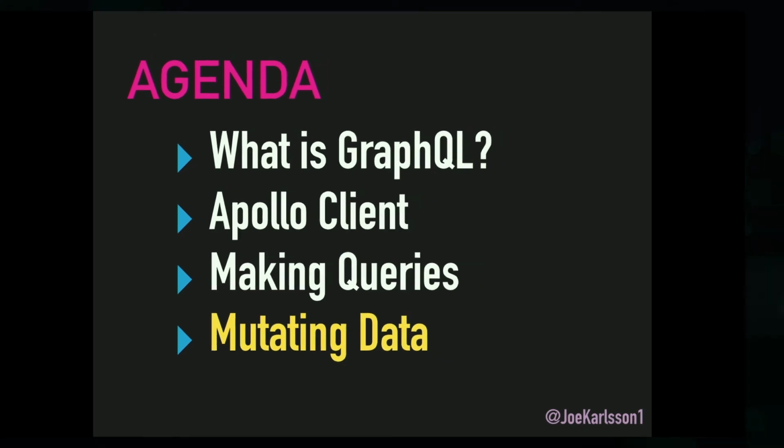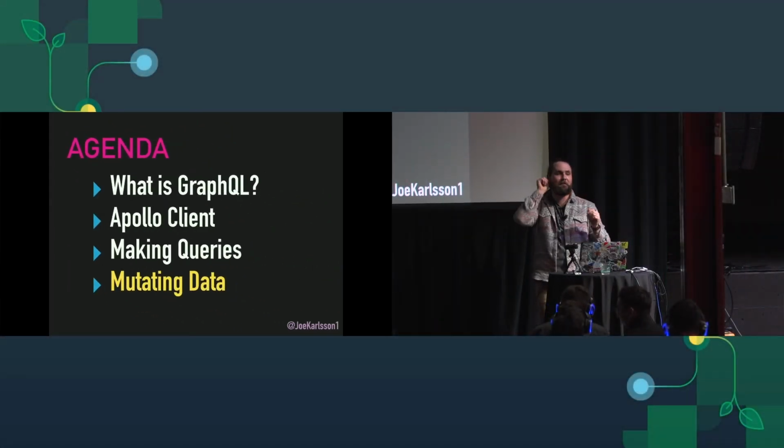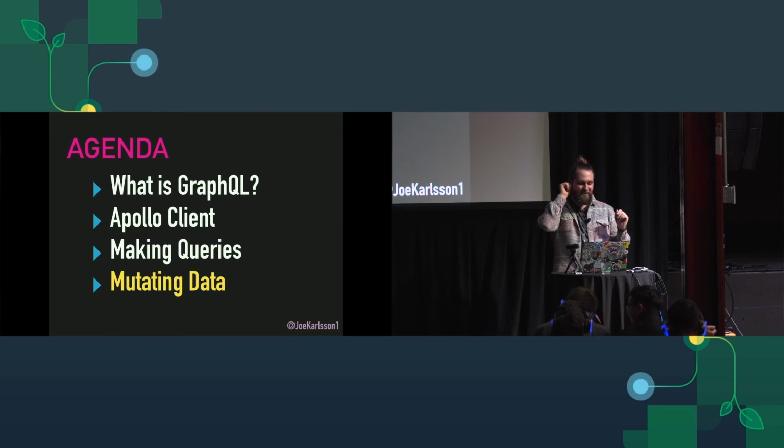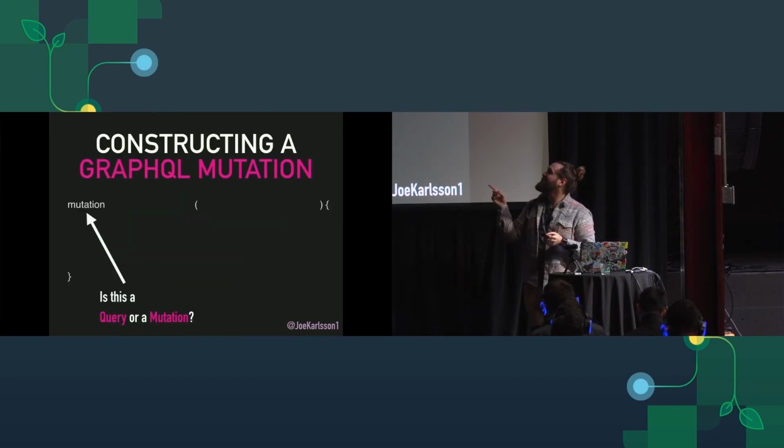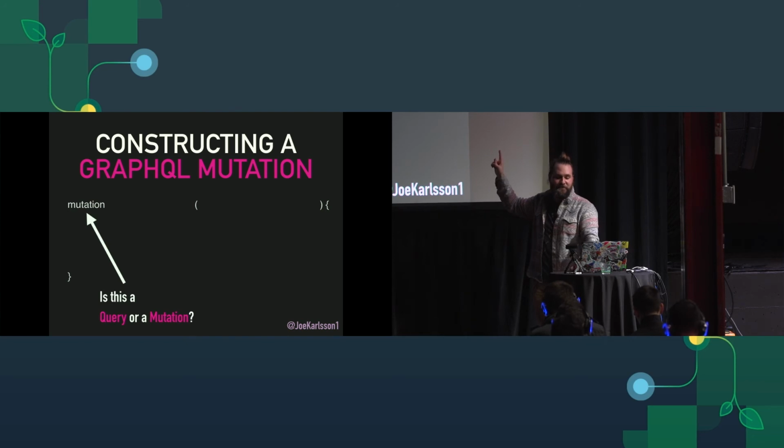OK, last part here. We've got a couple minutes left, we'll get through this. Mutating data. So the first thing I want to go through is constructing a GraphQL mutation. It's going to be very, very similar to constructing a query. I'm going to show you a couple of key differences here, though.